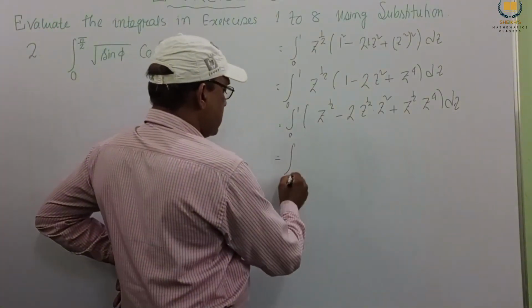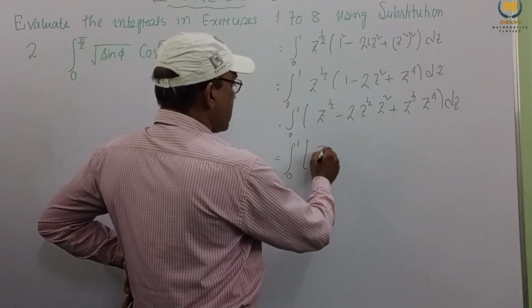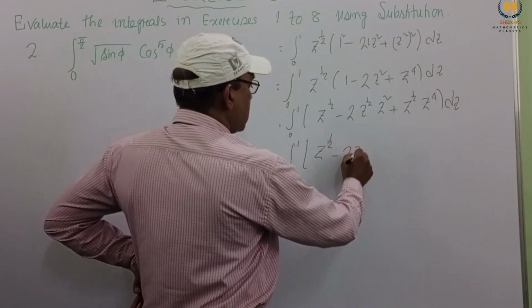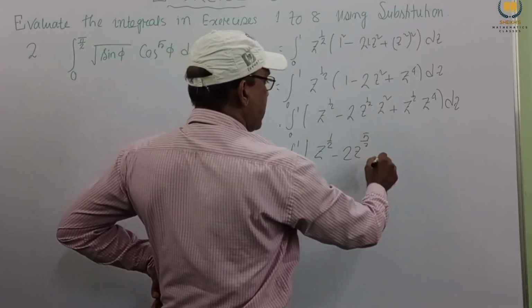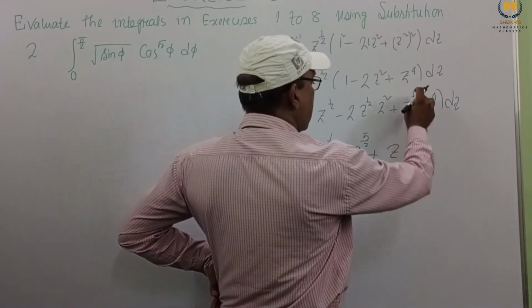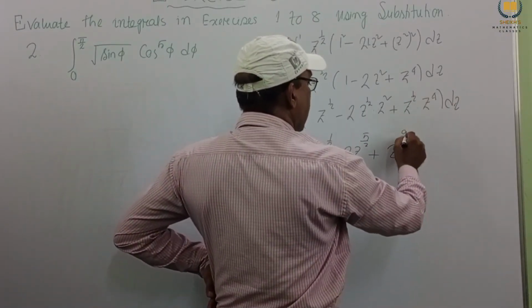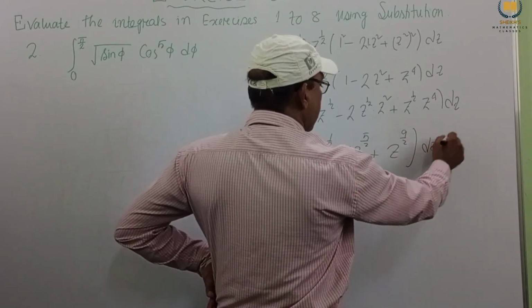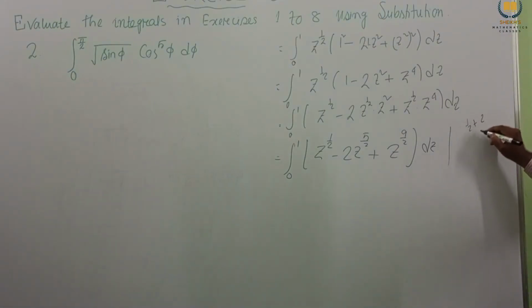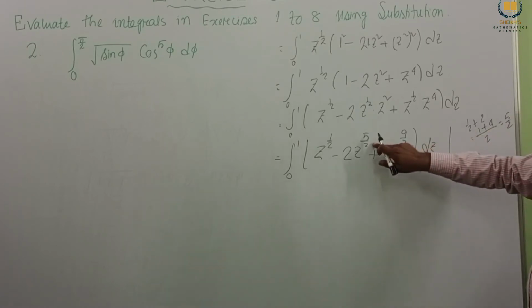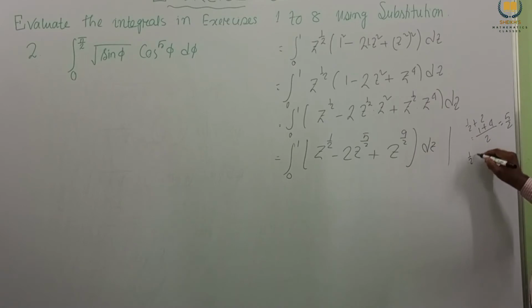So this is 0 to 1, z to the power half, minus 2 z to the power (2 plus half), this is 5 by 2 if we add, and z to the power (half plus 4), 9 by 2, dz, because if the bases are the same, the powers will be added. 1 plus 2, this is 2 LCM, 1 plus 4, this is 5 by 2, we get 5 by 2. And half plus 4, this is 2 LCM, 1 plus 8, 9 by 2, we get this one.